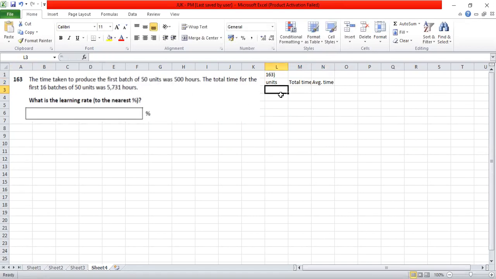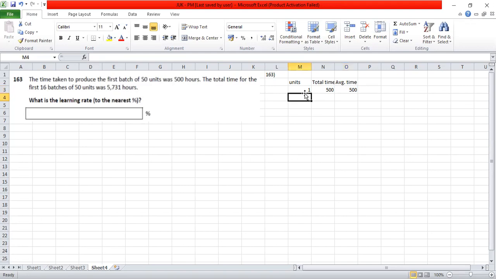See, when the first batch of 50 units was produced, if we are looking at the work taken up in batches, the time taken was 500 hours. The total time taken was 500 hours for the first batch of units, so the average time is also 500.